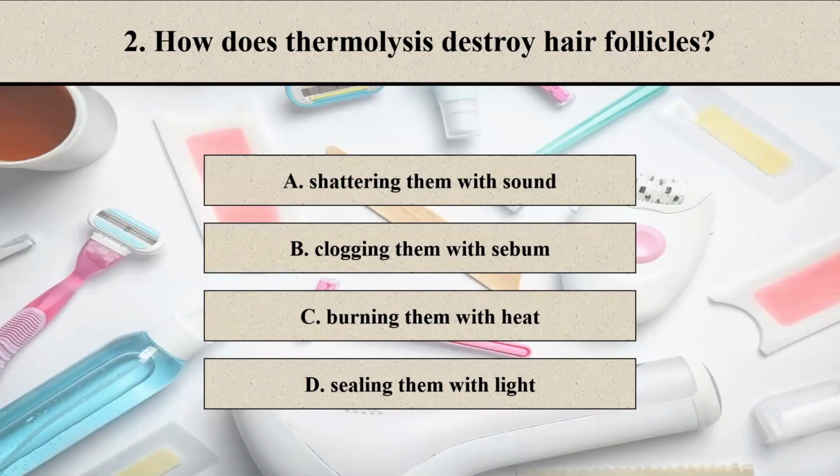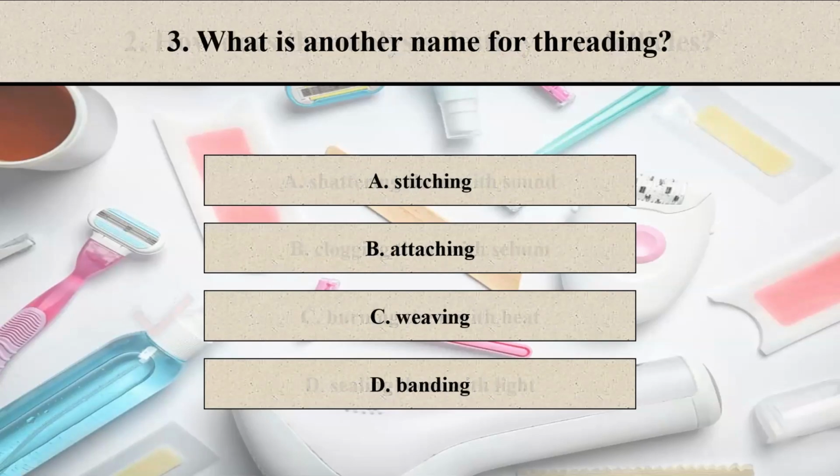How does thermolysis destroy hair follicles? Is it shattering them with sound, clogging them with sebum, burning them with heat, sealing them with light? If you chose C, burning them with heat, you are correct.